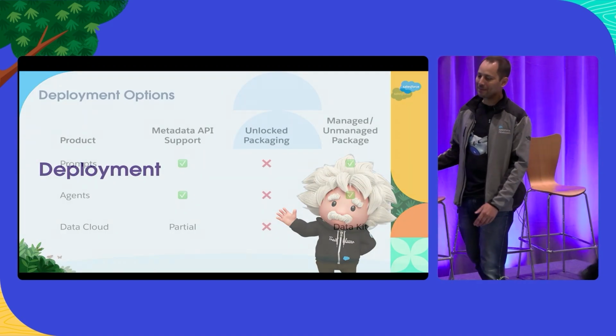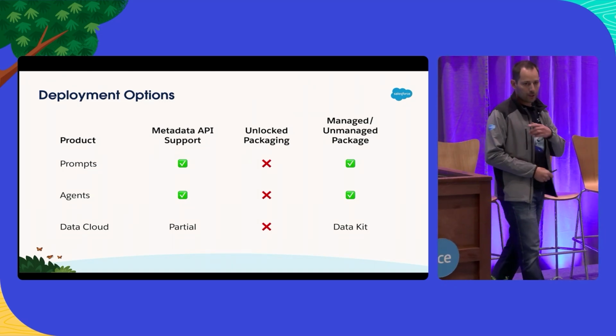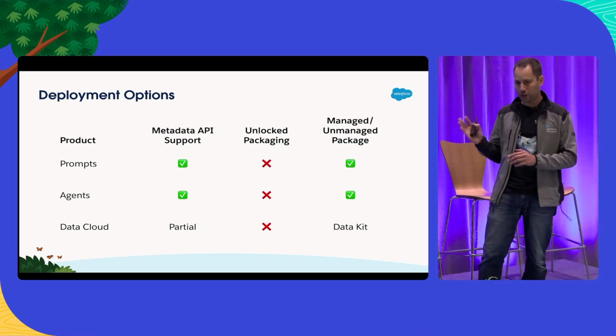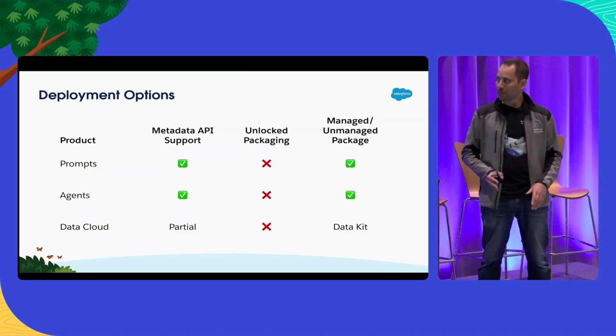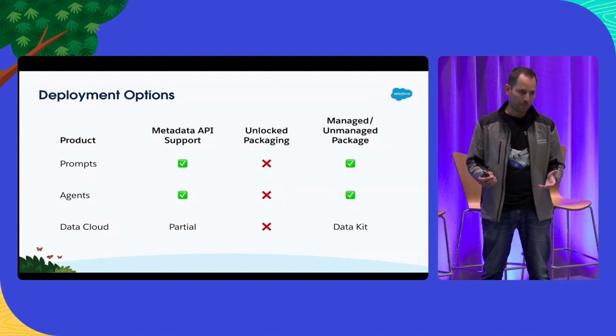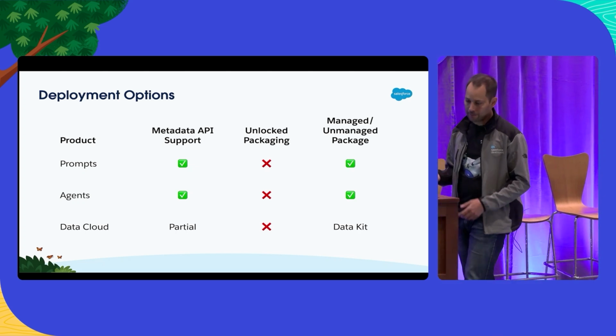So how do we do this? There are different approaches we can take. I haven't included change sets, by the way, because, well, change sets are really the future, but you can use change sets for everything. So I'm going to focus more on the things that you can use as part of the DevOps flow, things like the metadata API and packages.